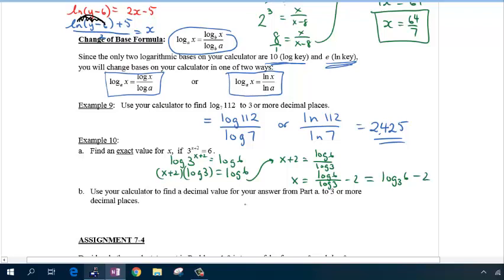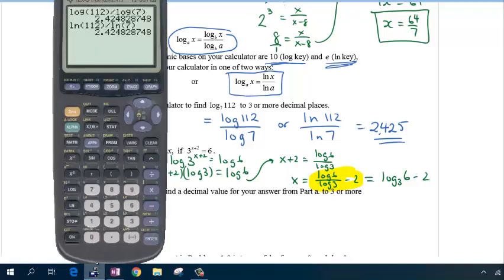Using your calculator to find the decimal equivalent, then you probably don't want to use this form because you don't have a log base 3 key. But once again, this might be a little bit nicer way of writing it in exact value form. I'd probably take this expression and plug it into the calculator to evaluate. Log 6 over log 3 minus 2, voila, negative 0.369.